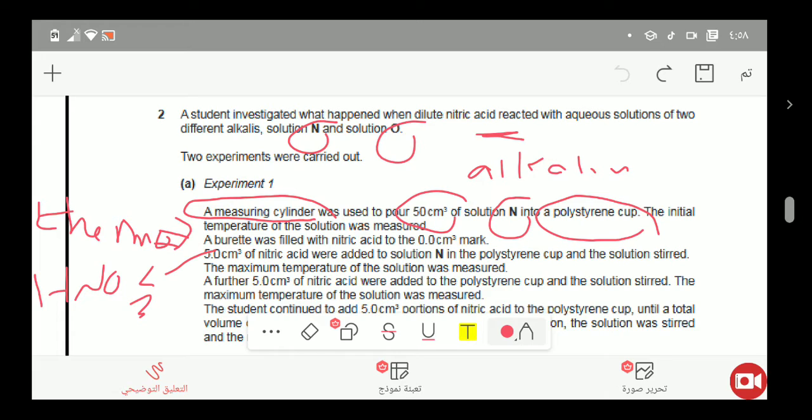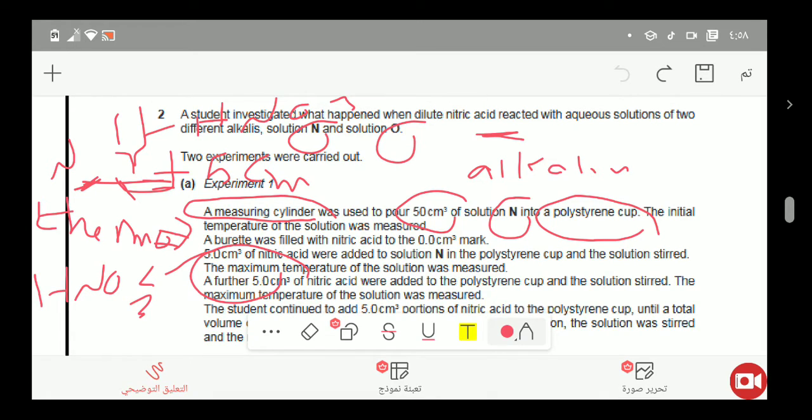So firstly, he put the nitric acid, HNO3, in the burette, and here is the alkaline, either N or the one that comes after, O. Each time he adds 5 centimeter cubed, then he adds another 5 centimeter cubed.